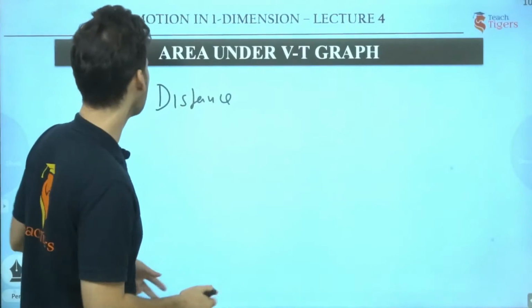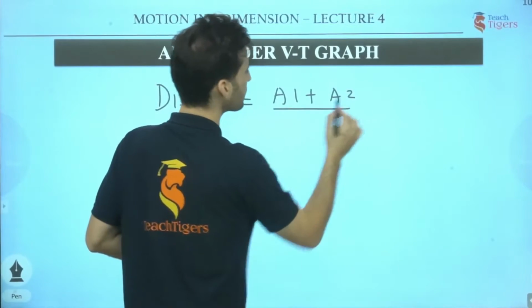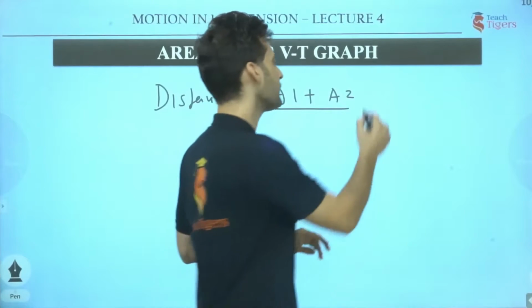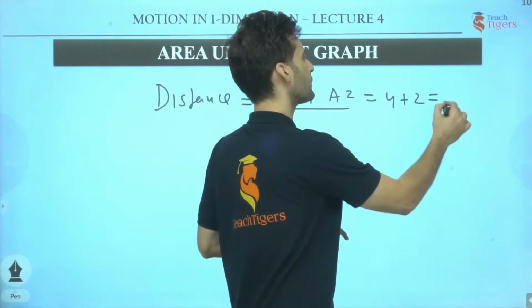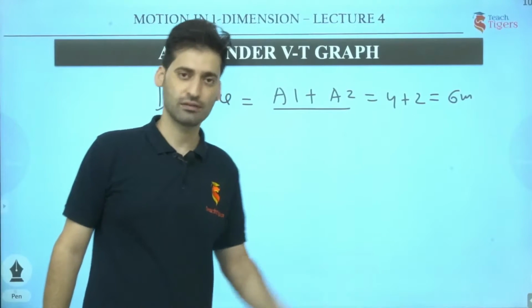So I can say, if I want to calculate the distance, just add both the areas. Don't take positive and negative into consideration. So A1 plus A2 becomes 4 plus 2, that is 6 meters. Just add both of them. You need not worry about it.